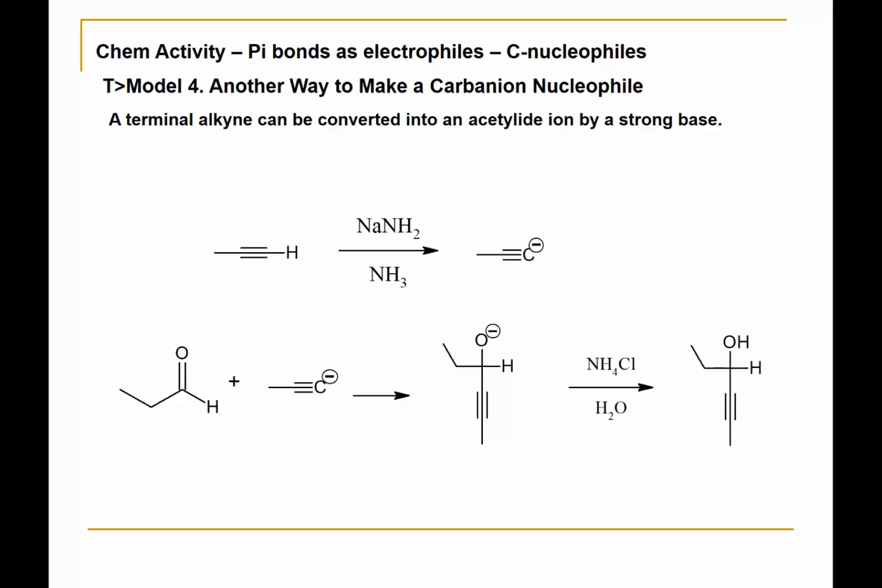In this video, we're going to explore two other carbon-based nucleophiles. The first one is based on the carbon-carbon triple bond, and the other is based on the cyanide nucleophile. So first of all, let's turn our attention to the carbon-carbon triple bond. As you may remember, alkynes can be considered to be relatively acidic.